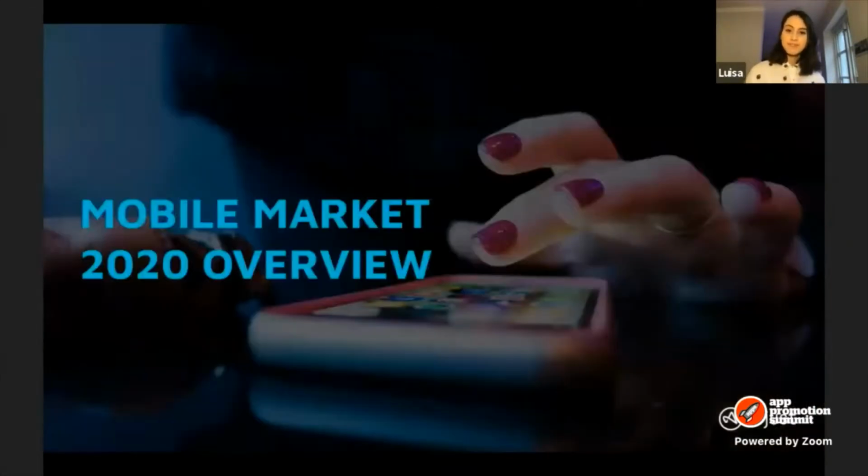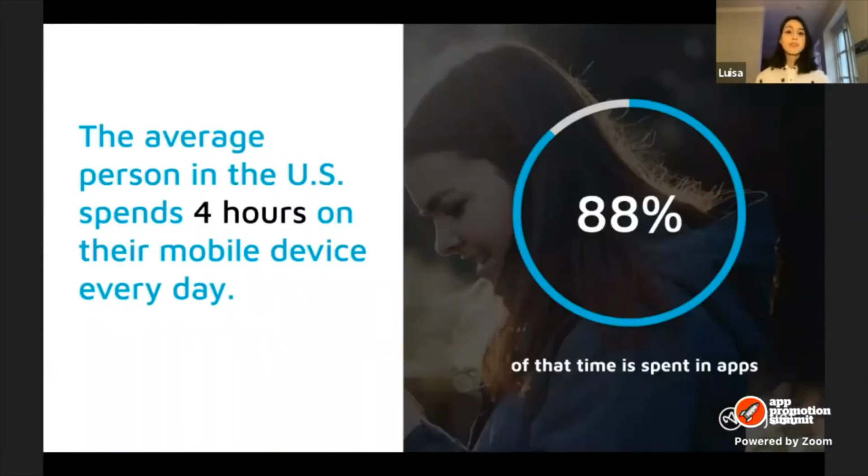Okay. Let's get started with the mobile market overview. I don't think it's a secret to anyone how much time we spend online, and you can confirm these numbers just by looking at how much an American spent online in the last year. So the average person in the US spent 4 hours on their mobile device every day. I know I spend around this time as well, especially on the weekends when we have a little bit of extra time. And out of all this time we spend online, around 90% is spent in apps.